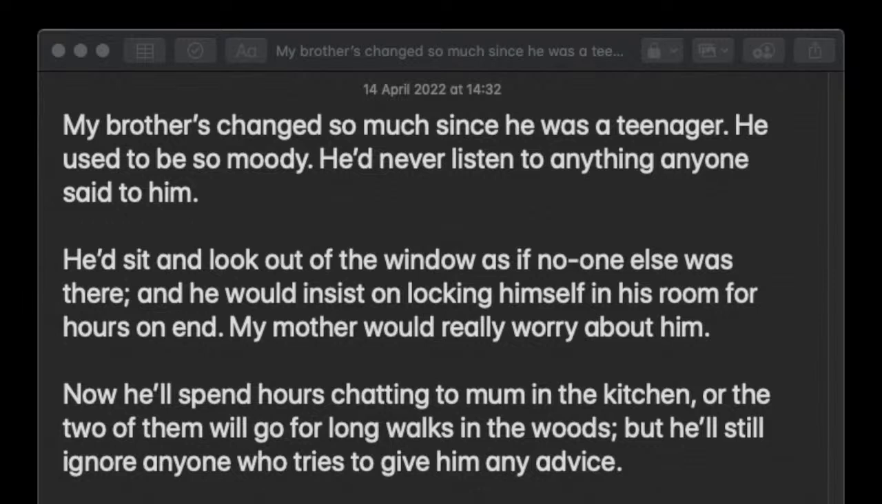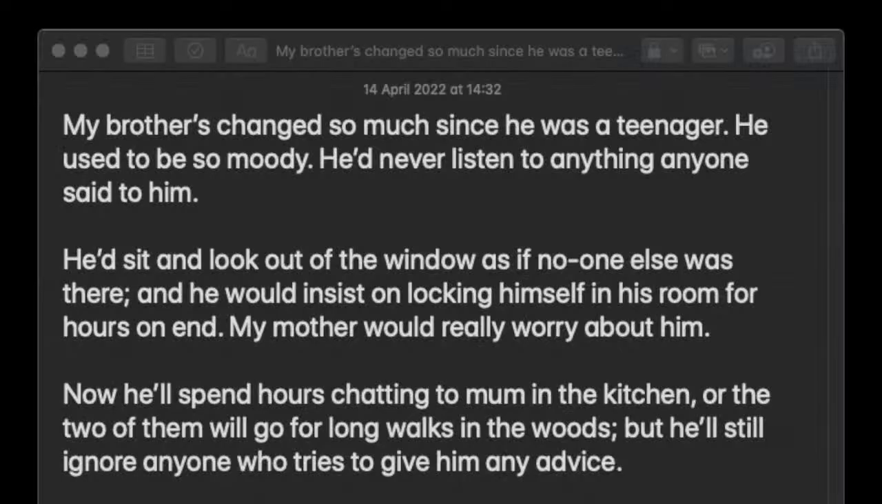So you're doing it really slow like this. My mother would really worry about him. And it's too noticeable, about him. So if you're speaking at that speed, I would recommend doing it like this. My mother would really worry about him. Okay? Naturally, I would do it like that if I was speaking slowly in that way.